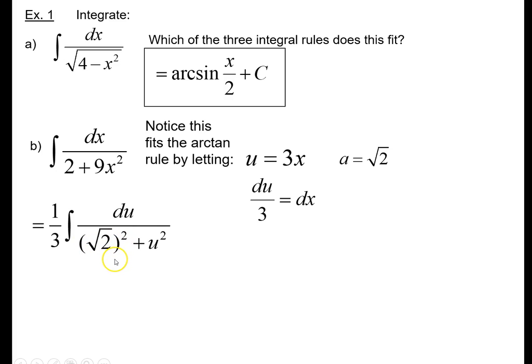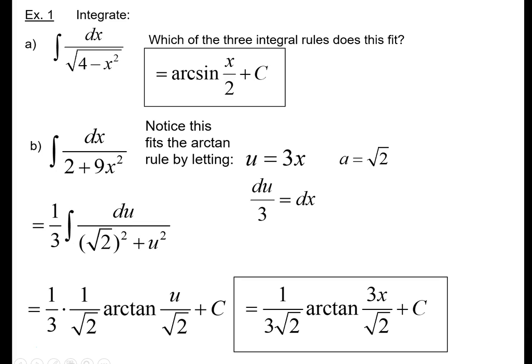You can just leave it 2 as long as you know that that's your a squared value, plus u squared, because remember u was 3x and you have 9x squared here. So this is the format we need it to be in for the arctangent rule. So this means we're going to have 1 over a times the arctangent of u over a plus c, with the 1/3 in the front, and then we have to remember to make the replacement for u, which was 3x.